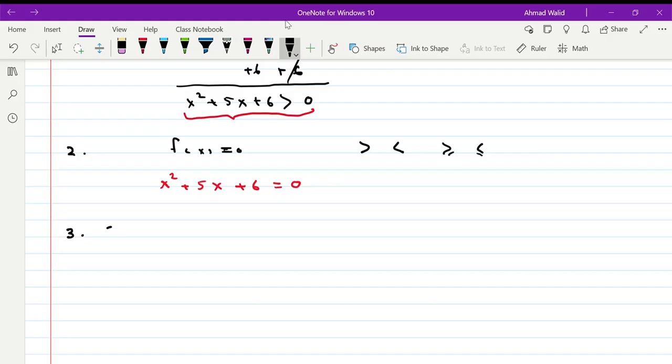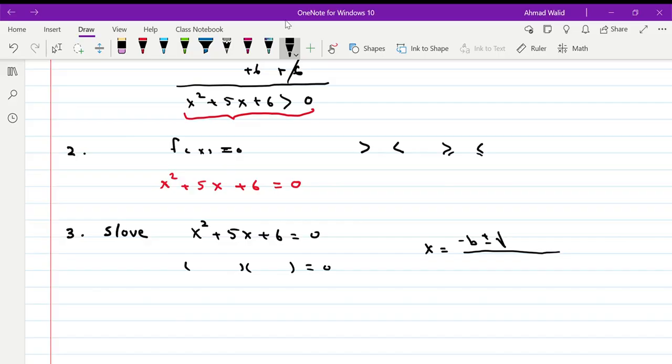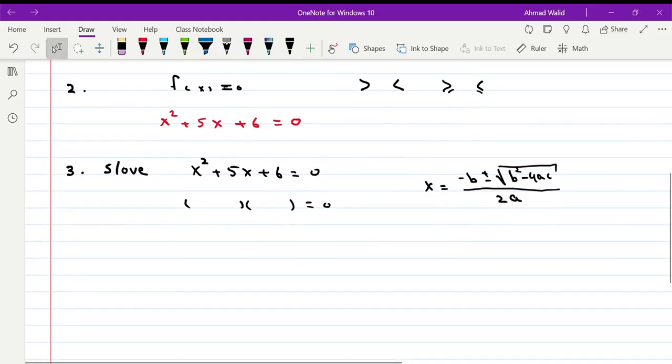It means in step 3, always solve. How to solve? Here I have x squared plus 5x plus 6 equals 0. If I can factor, I'll use the factoring method. If you cannot factor, or you don't remember how to factor, use the formula. If it's quadratic, x equals negative b plus or minus the square root of b squared minus 4ac, over 2a. You can use your quadratic formula, correct? But if you can factor, the easy way is factoring.